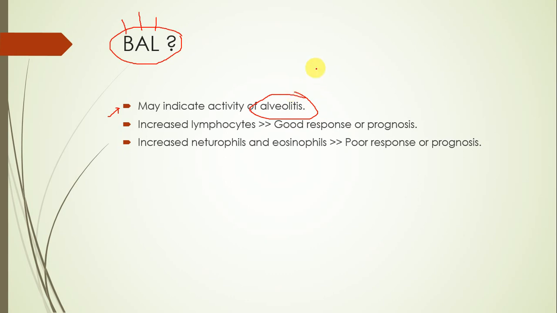on. So if there is an increase in lymphocyte count, inflammation is going on and it's a good type of inflammation, which means the prognosis is better and the treatment response would be better. But if the level of neutrophils and eosinophils are high, then it's a bad type of inflammation, a bad process is going on, indicating a very poor response to treatment, and the patient has a bad prognosis.